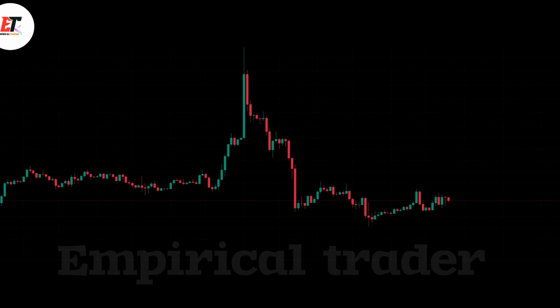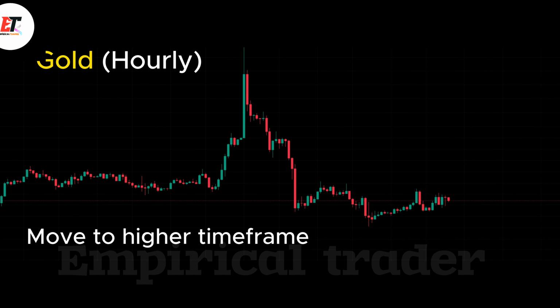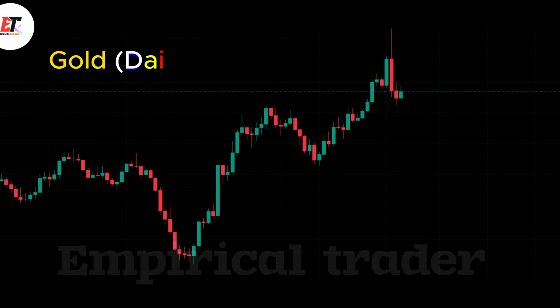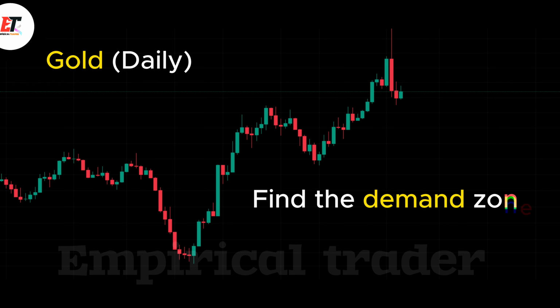This is an example of how to do the time frame analysis confluence. This is the gold chart on the hourly time frame. Looks confusing, right? As we learned before, we want to move to a high time frame, such as the daily time frame. Now it's much easier, isn't it? We can clearly see what type of trend gold is following. Price puts higher highs and higher lows. This is an uptrend. So what zones do we look for on uptrends? We look for demand zones.